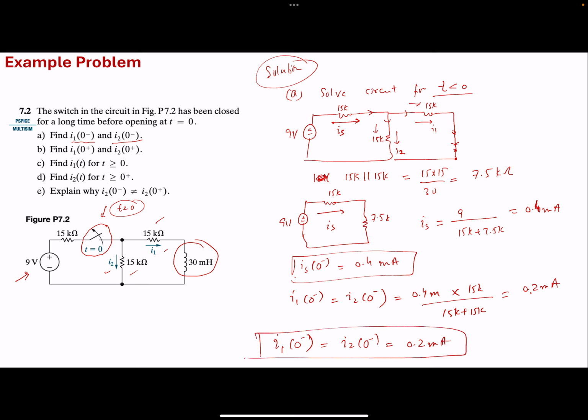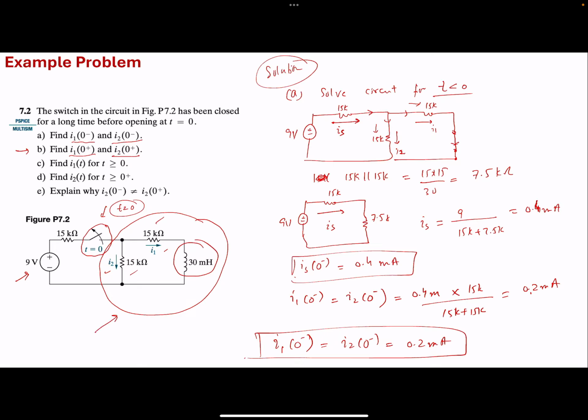Okay, so we are done with the first one. Let's find the second part. In the second part, we have to find both of these currents right after the switching event, at 0 positive. And this is very interesting. We know, as we have discussed multiple times in the past, that the inductor hates an instantaneous change in the current. So this means that at 0 positive, after the switch is opened, you're going to have this portion of the circuit remaining.